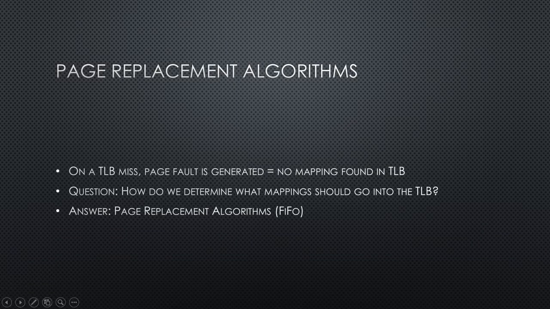So how do we get the mapping saved into the TLB? On a TLB miss, a page fault is generated, which basically says that the mapping that the MMU was searching for was not found. When this happens, we either simply add the mapping into the TLB if there is room, or we will have to kick an already saved mapping out of the TLB to make room for the next one. This begs the question of how we determine what mappings should go into the TLB. There are a number of page replacement algorithms out there to determine this. I will go over one of the simplest ones, called the first in, first out algorithm.